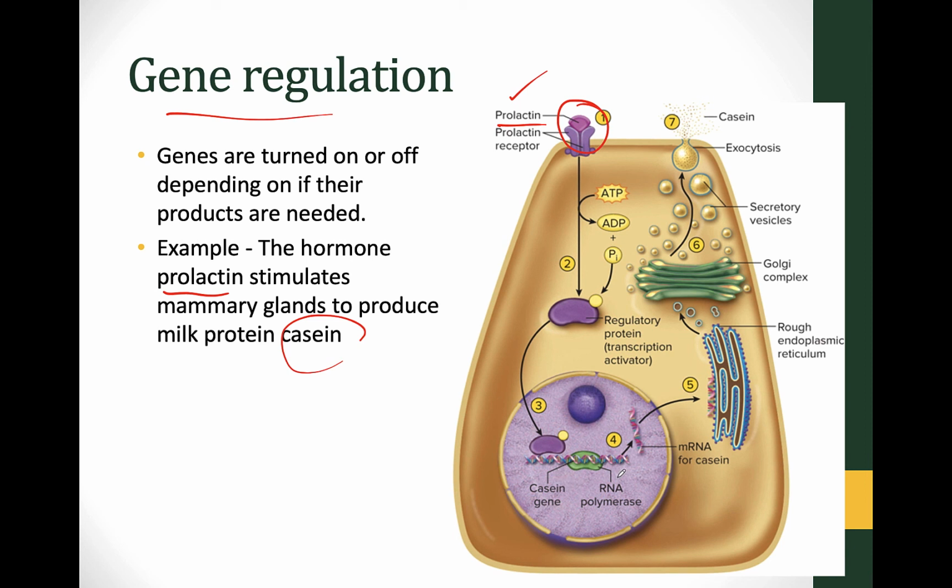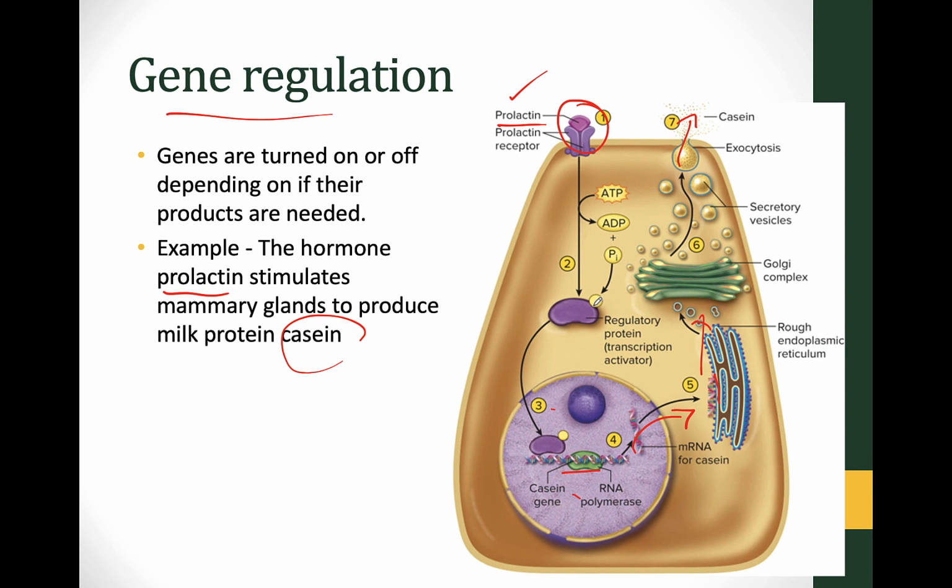So it goes down to our DNA and says, here's my gene for casein. I need to make the RNA. My RNA needs to make some proteins, and then those proteins are going to get secreted out as casein, and then they can go to the blood supply, get filtered out into breast milk.